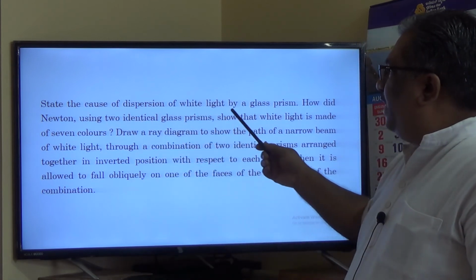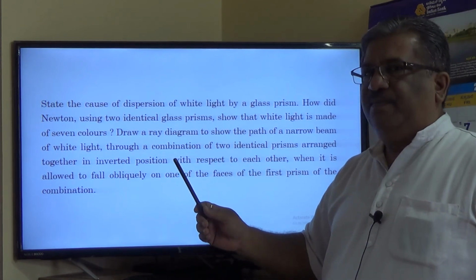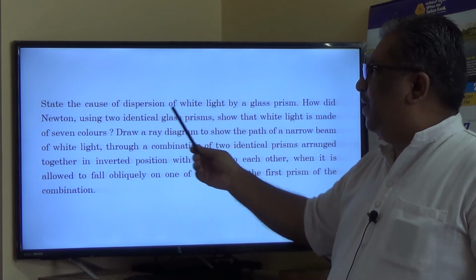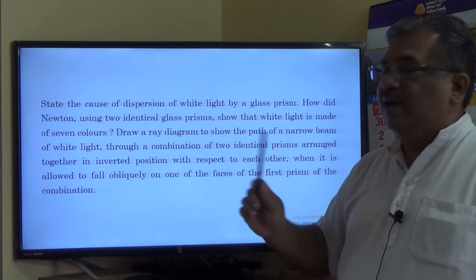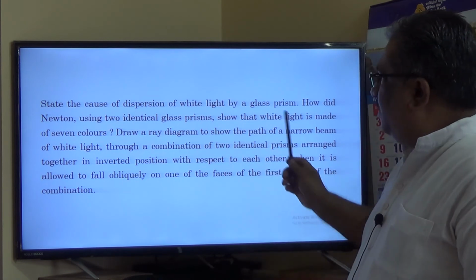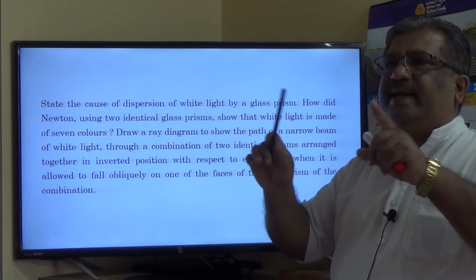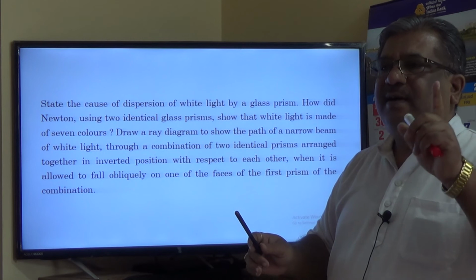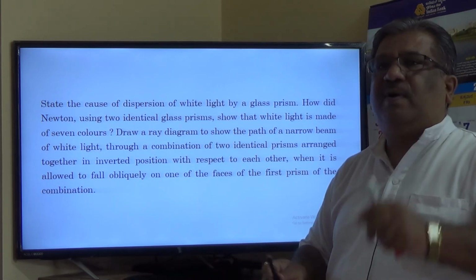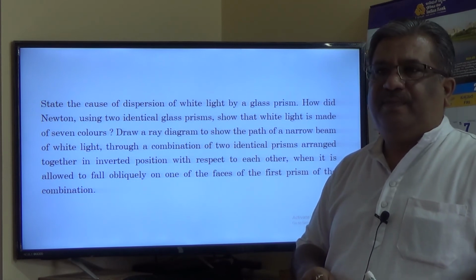State the cause of dispersion of white light by a glass prism. That means, why do we observe 7 constituent colors when white light is made to pass through a glass prism? That question needs to be answered. And the second part is Newton's experiment needs to be explained along with 2 identical prisms and a white beam of light when it obliquely falls on one of the lateral faces of the glass prism. So how do you write it?